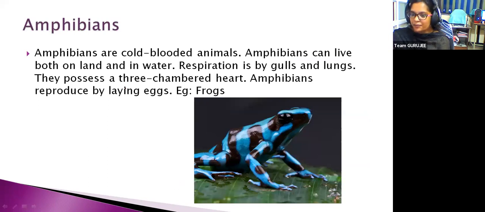Next, amphibians. Amphibians are also called cold-blooded animals. Why are they called amphibians? Amphi means both. They can live both on land and in water. Example is frog. Their respiration is by gills and lungs. Their heart is made up of 3 chambers. Humans have a 4 chambered heart, but amphibians have a 3 chambered heart. Their reproduction is by eggs. So these are the points regarding amphibians.